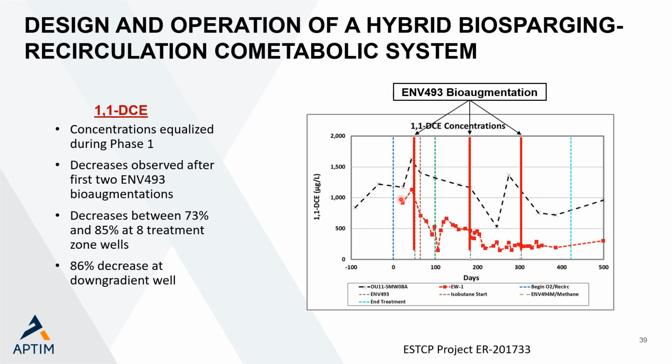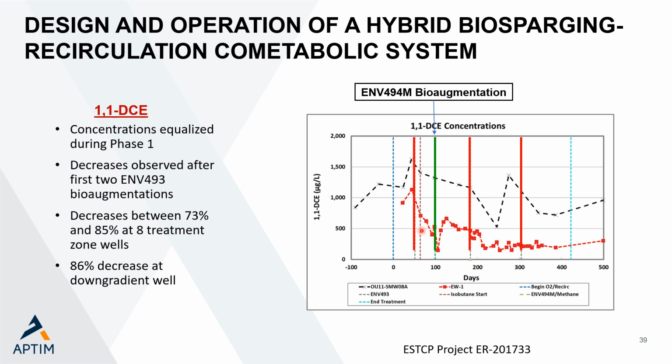And on 2 of those occasions, after we added 493, and now the organism was grown on isobutanol, as I mentioned, we added isobutanol to the plot to try and get the organism to grow up before we started isobutane addition. And you can see in this second red line is where the isobutane addition started. And then we inoculated with ENV 494M here around day 100, so the methanotroph.